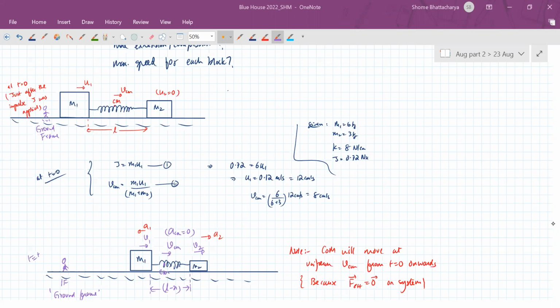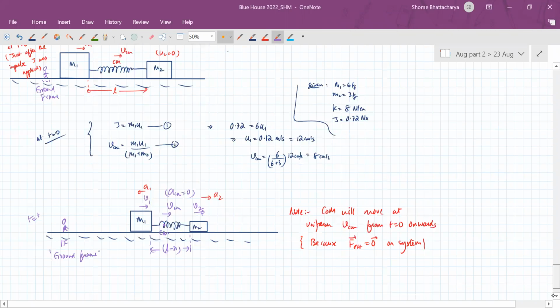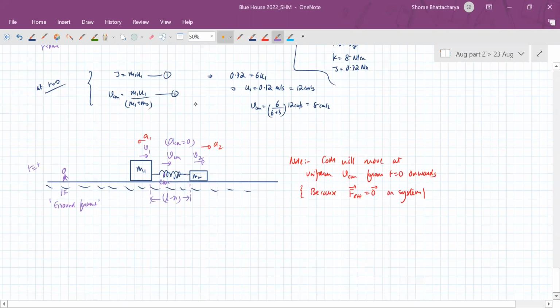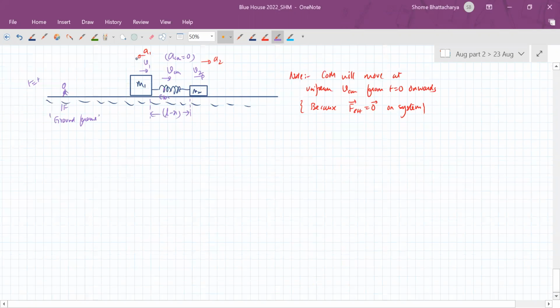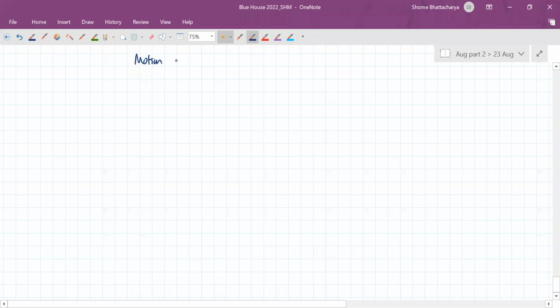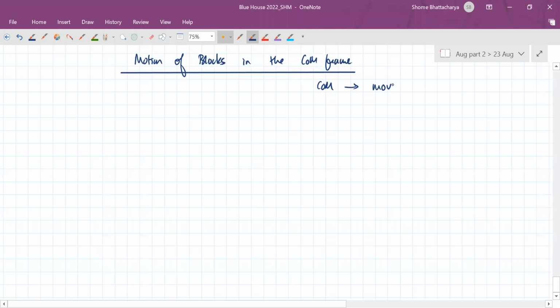So next, to prove that SHM thing, we'll make these two FBDs. The motion of the blocks in the center of mass frame. We'll view it from that point of view. The earlier one was in the ground frame. Now, mind you, the center of mass is moving with uniform velocity. So it is an inertial frame.